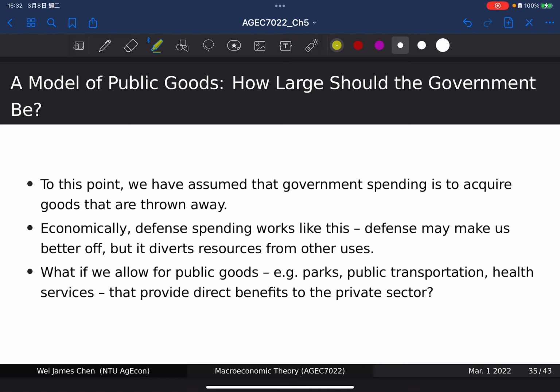Okay, so to this point, we actually assume, remember, that the G is something that the government spends. And those spending, like I said before, you can assume that's going to be a waste. You just dump them into the sea. That doesn't really matter. You can consider that as thrown away. It's totally a waste. We do this assumption because you sort of don't really care about those spending.